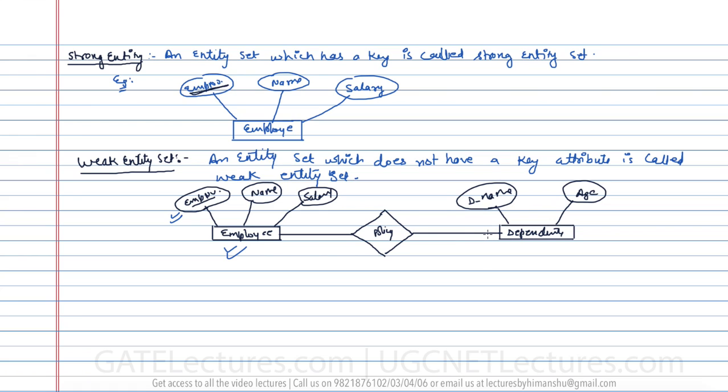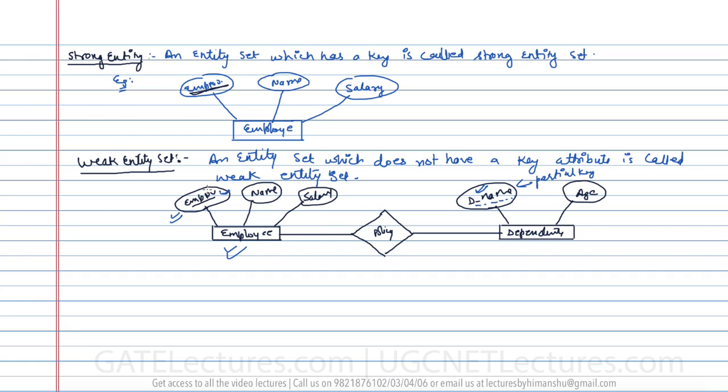But in this case, for the dependent entity, there's something called a partial key. Here dependent name can act as a partial key. And what is a partial key? If we use this partial key along with the key attribute of this employee, then we can uniquely identify a dependent. So what is the use of the key attribute? With the help of a key attribute in a relation, we can uniquely identify every record. For example, if you have a roll number in a school for a particular class, you can use that roll number to uniquely identify a student.